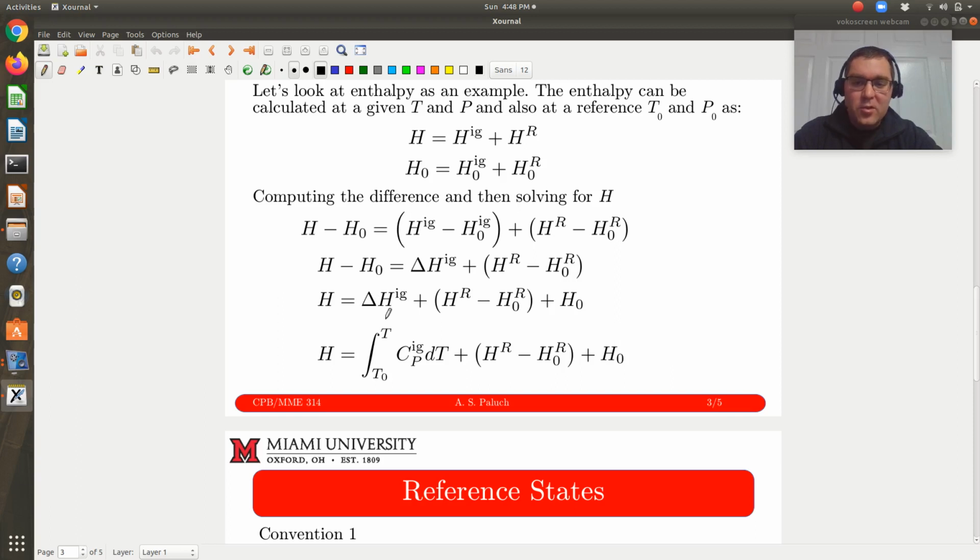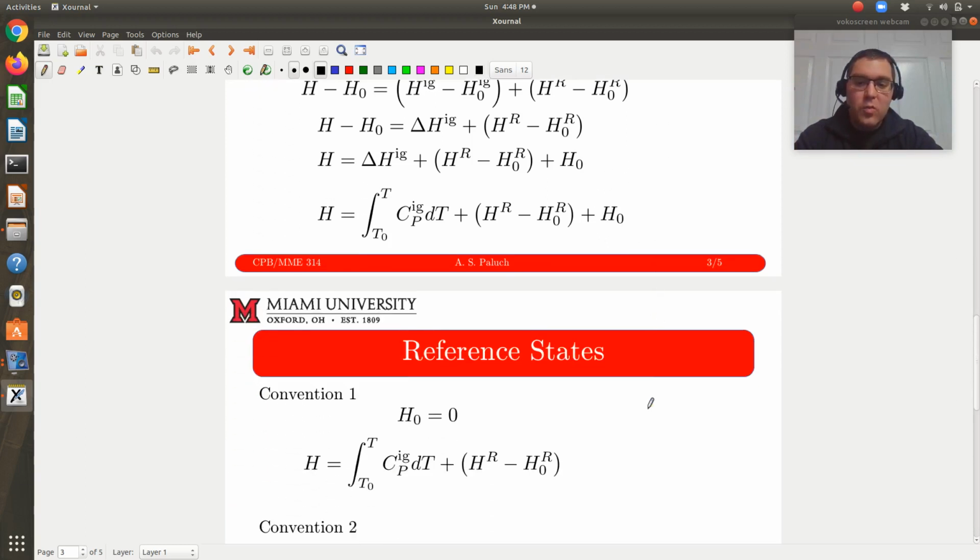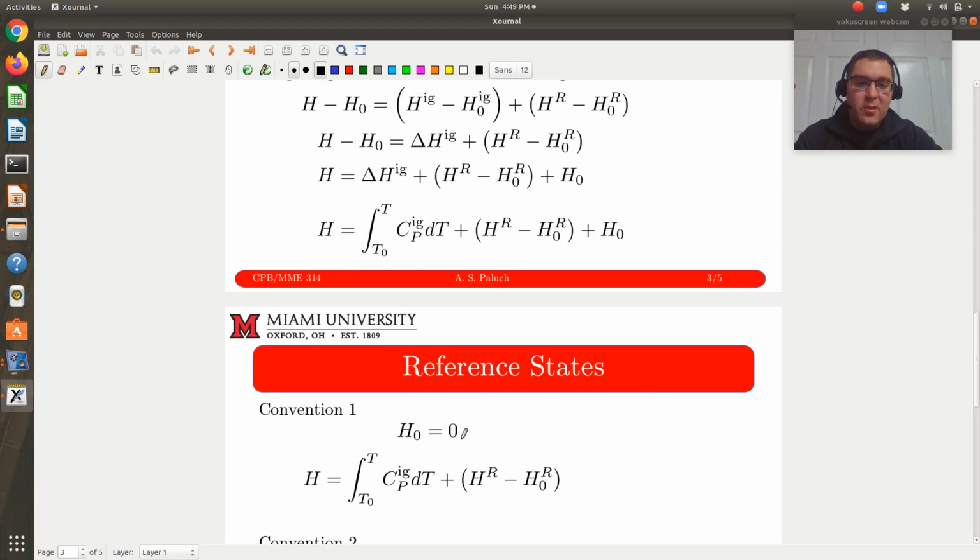Delta H of an ideal gas is just the integral from T naught to T of Cp ideal gas dT. Then I have my difference in residual terms in H naught. All right, so this is me trying to get an expression that looks like the absolute value of H. So now to calculate the absolute value of H relative to some state H naught, we're going to define our reference state in two different ways. State 1 is going to be H naught. We're going to define H naught to be 0. So in convention 1, we define H naught as being equal to 0. Imagine I'm trying to tabulate data in the steam tables.